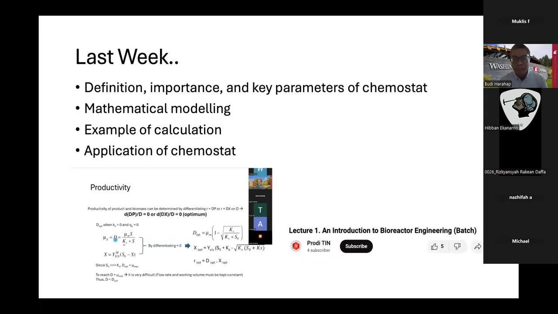And as for the chemostat, we already learned the definition, importance, and the key parameters of the chemostat itself. Especially for the chemostat, the dilution rate is the most important thing that we have to consider, and how to determine the dilution rate. We need to calculate the specific growth rate of the microorganisms first. And then we also learned about the mathematical modeling and an example of calculation and application of the chemostat.